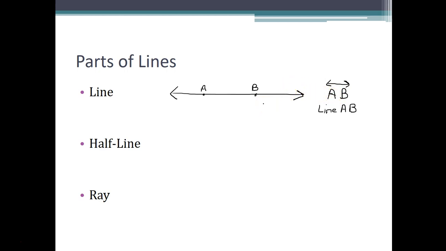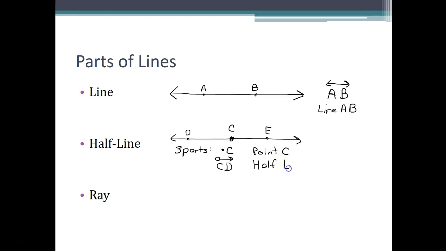Now if you take a line and you put a point in it, that point divides up the line into 3 parts. So let's put 2 more points on here so that we can talk about this. Divides it up into 3 parts. We got point C, and then we have half lines. It divides it up into 2 half lines. We have half line CD, and then we have half line CE.